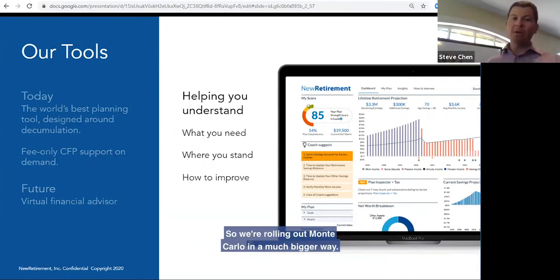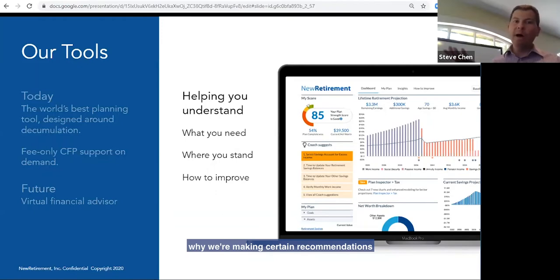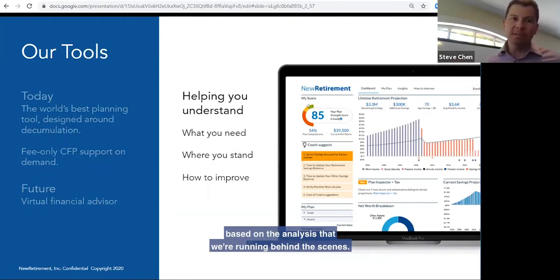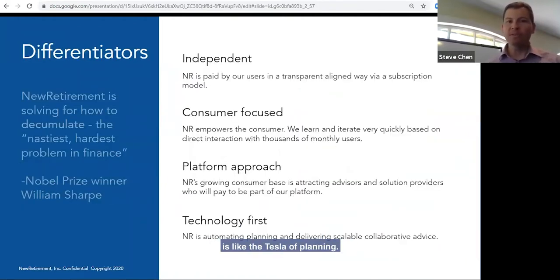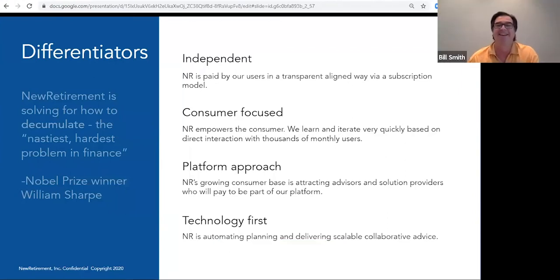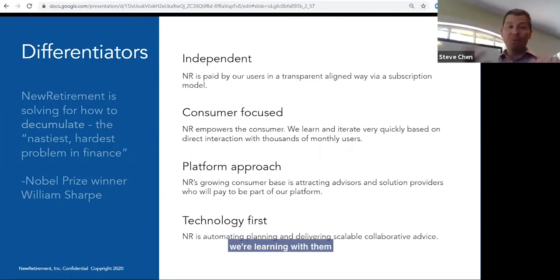So we're rolling out Monte Carlo in a much bigger way. We'll be talking about that a little bit, but we'll essentially be looking for opportunities and trying to explain to folks why we're making certain recommendations, based on the analysis that we're running behind the scenes. This will make more sense as we get closer to delivery later this year. But I guess one quick thought. One way we think about ourselves is like the Tesla of planning. We are learning with our users. As they go through and do their own planning, we're learning with them and trying to build that intelligence, and make it available for everybody.